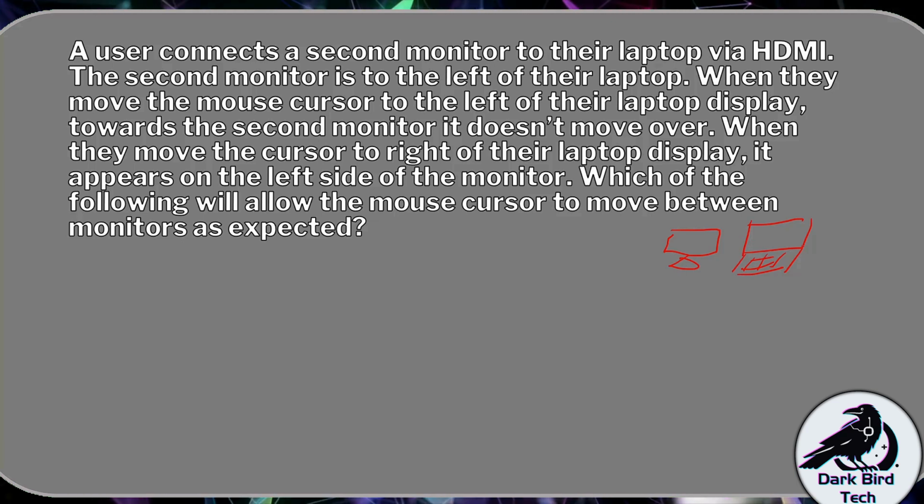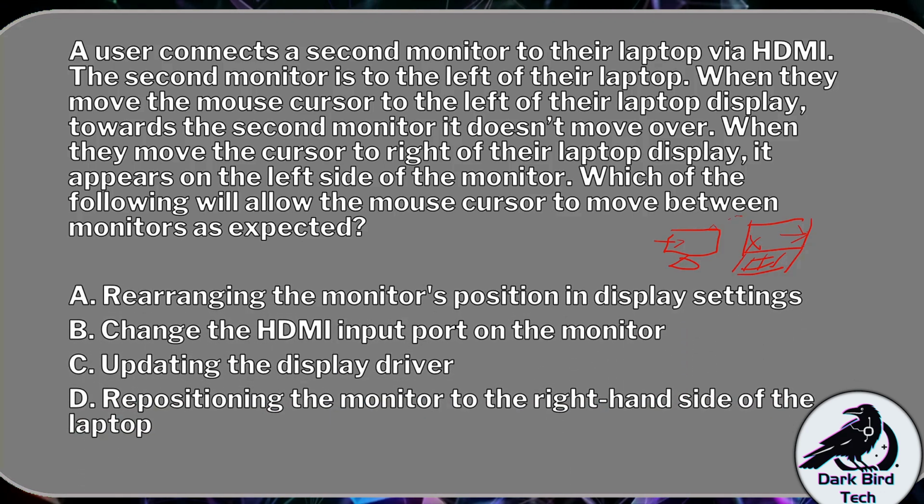Okay, let's go back to the description. The second monitor is to the left of the laptop. Fantastic. The monitor is to the left of my very ugly laptop. When they move the cursor to the left of their laptop display towards the second monitor, it doesn't move over. So they're going to that side and it's not moving over. When they move the cursor to the right of their laptop display, it appears on the left side of the monitor, so it's coming in over there. Which of the following will allow the mouse cursor to move between the monitors as expected? So basically, what should we do to allow it to go from the left of the laptop to the right of the monitor that is plugged into the laptop?